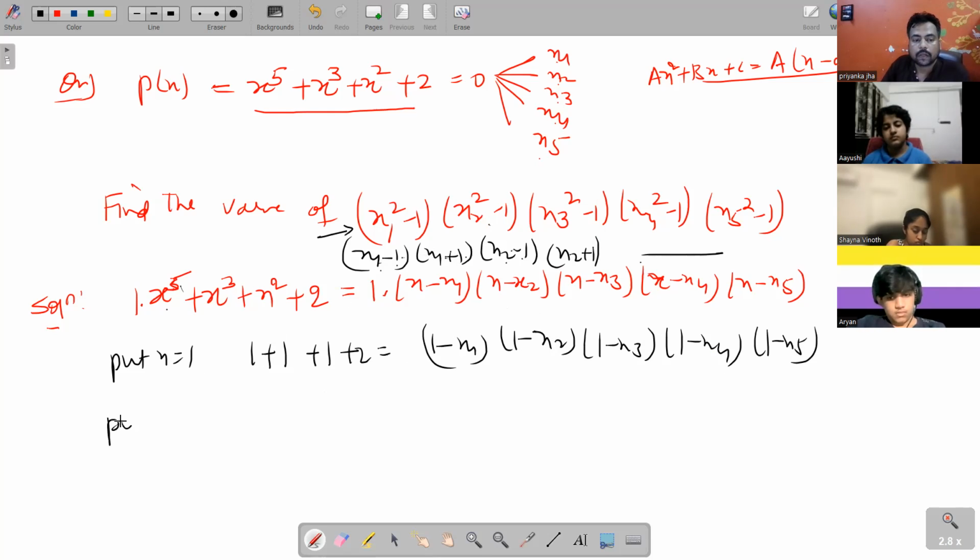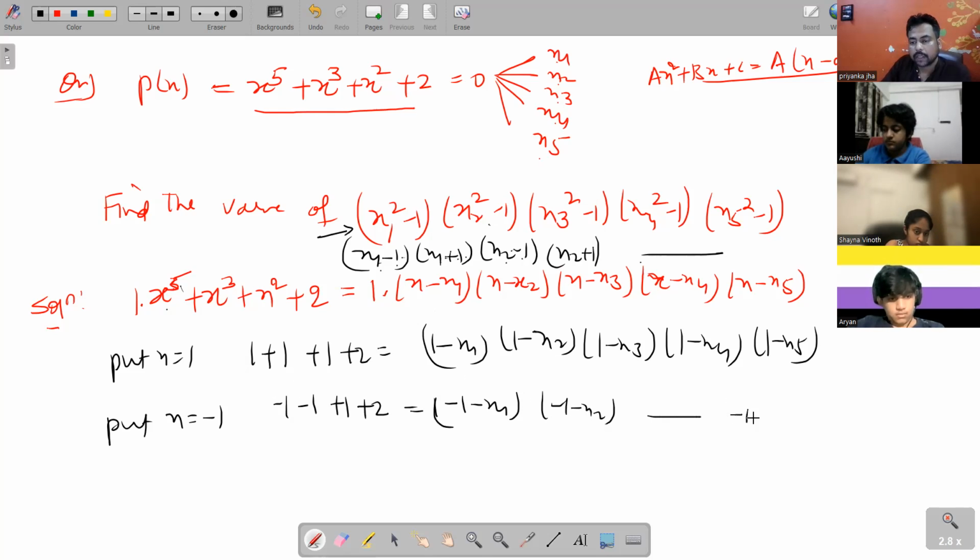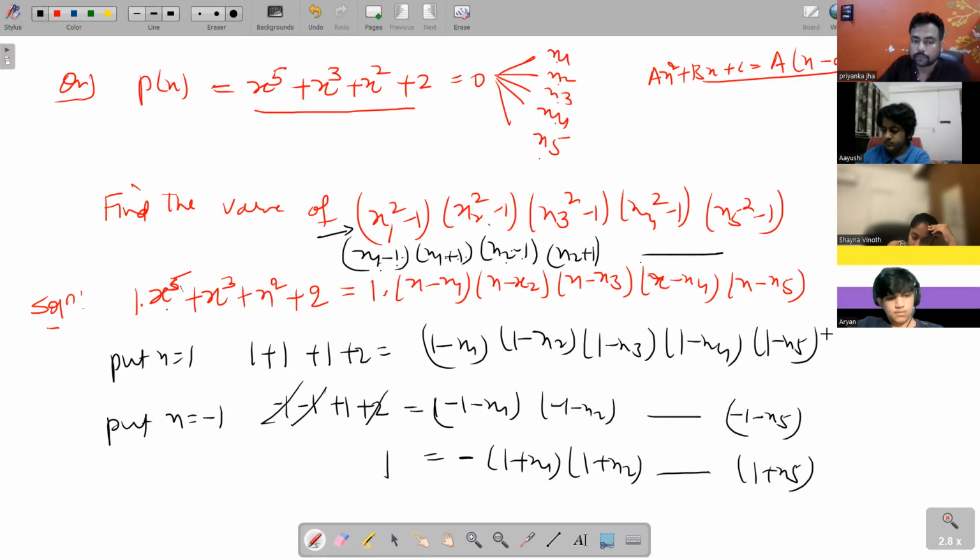Now I also have to find x1 plus 1. For that, I'll put x equal to minus 1 here. So minus 1 to the power 5 is minus 1, minus 1, plus 1, plus 2. The leading coefficient is 1, that is fine. Minus 1 minus x1, minus 1 minus x2, and like that, minus 1 minus x5. Take minus out from each term. There are 5 terms, so you take minus out an odd number of times. So 1 negative sign, and 1 plus x1 into 1 plus x2, and like that up to 1 plus x5.